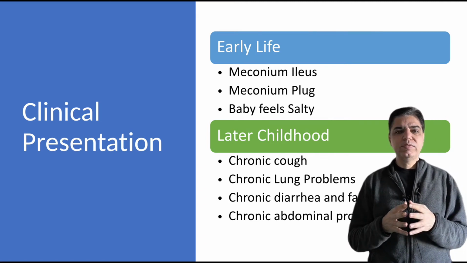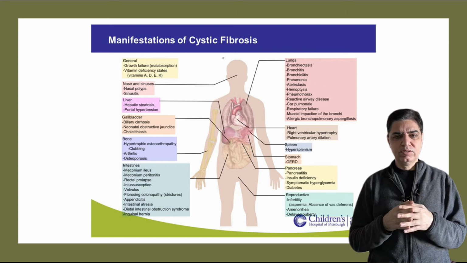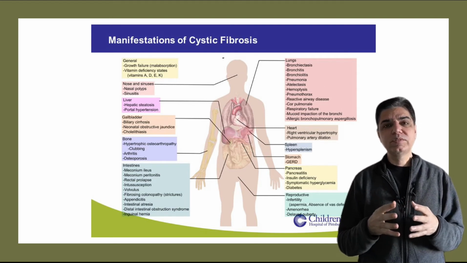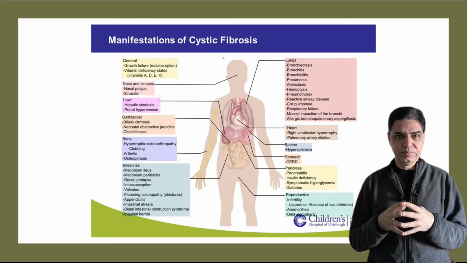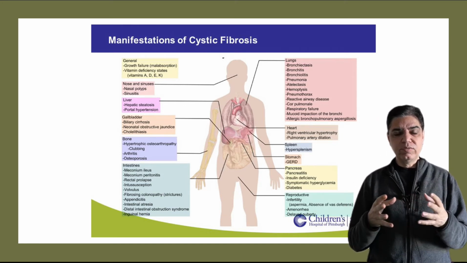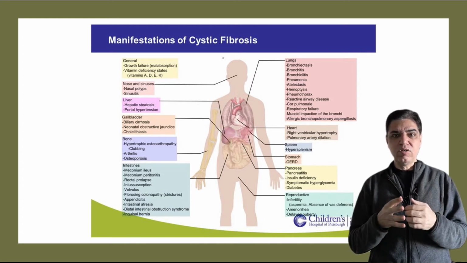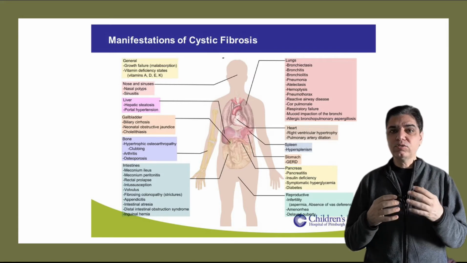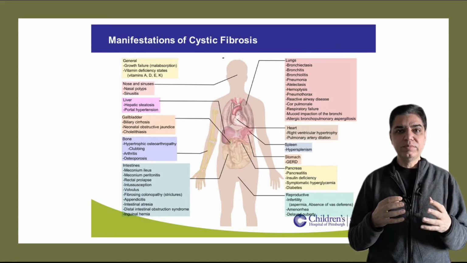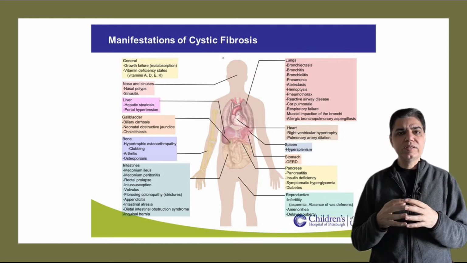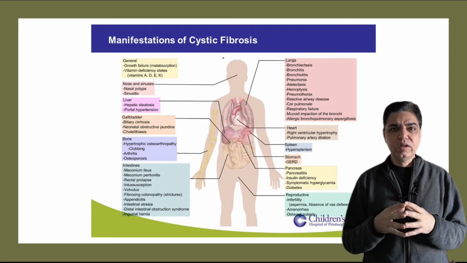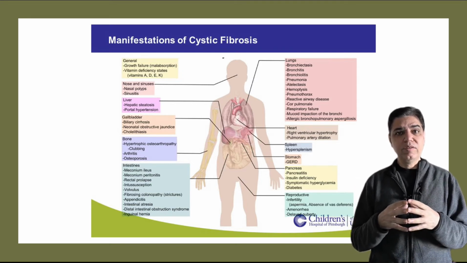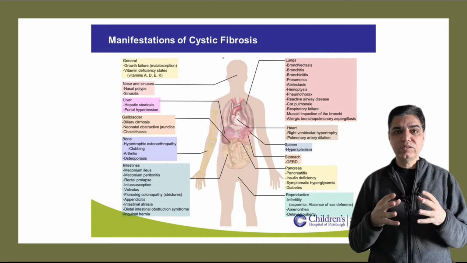Now, as far as the manifestation of cystic fibrosis is concerned, cystic fibrosis can present in a variety of ways. By and large, the most common presentation is repeated chest infections. So these children who have cystic fibrosis have a history of repeated chest infections, one after the other. They can also present with wheezing, difficulty in breathing, and a chronic cough as well. As far as the gastrointestinal system is concerned, they would present with chronic diarrhea and failure to thrive, because the pancreas is not functioning properly.